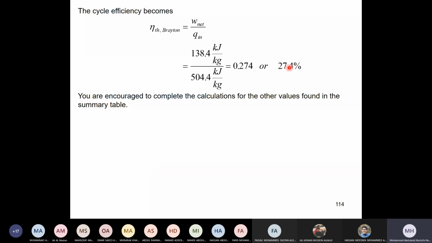And this is why we use a combined gas vapor cycle, which can raise this to 55%. Okay, so this is the end of what I want to say here.